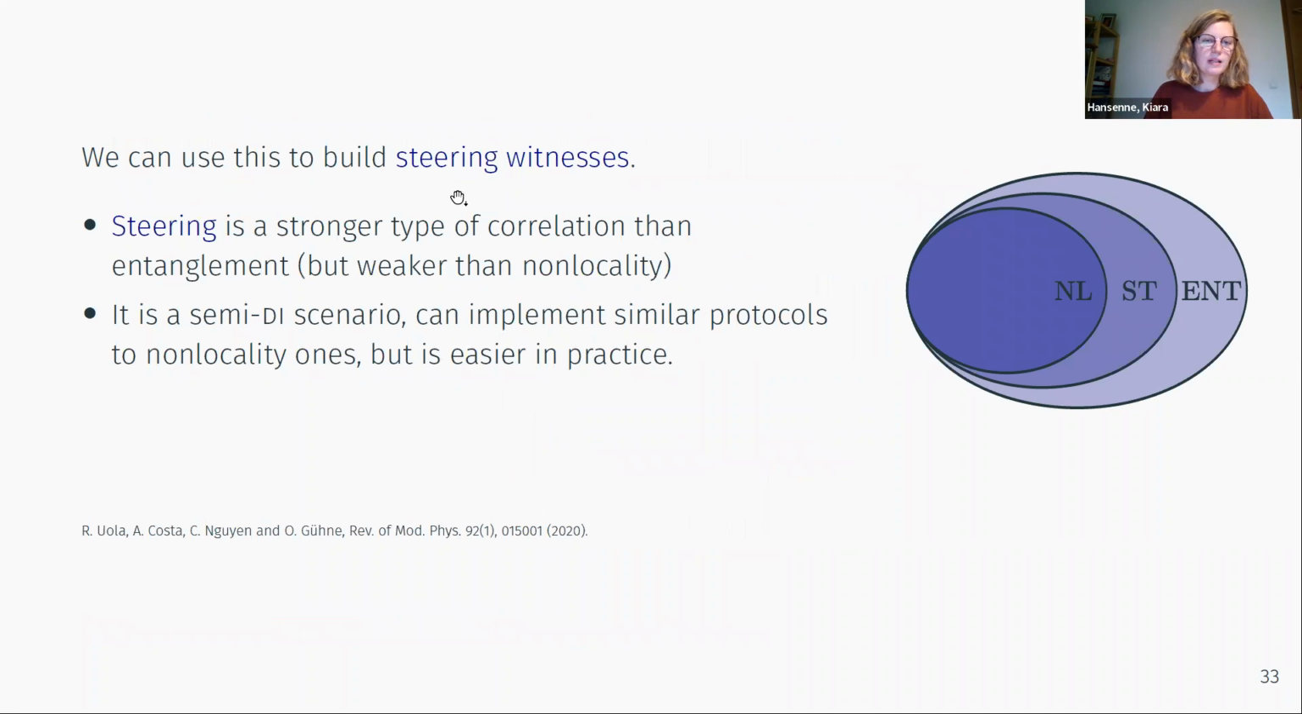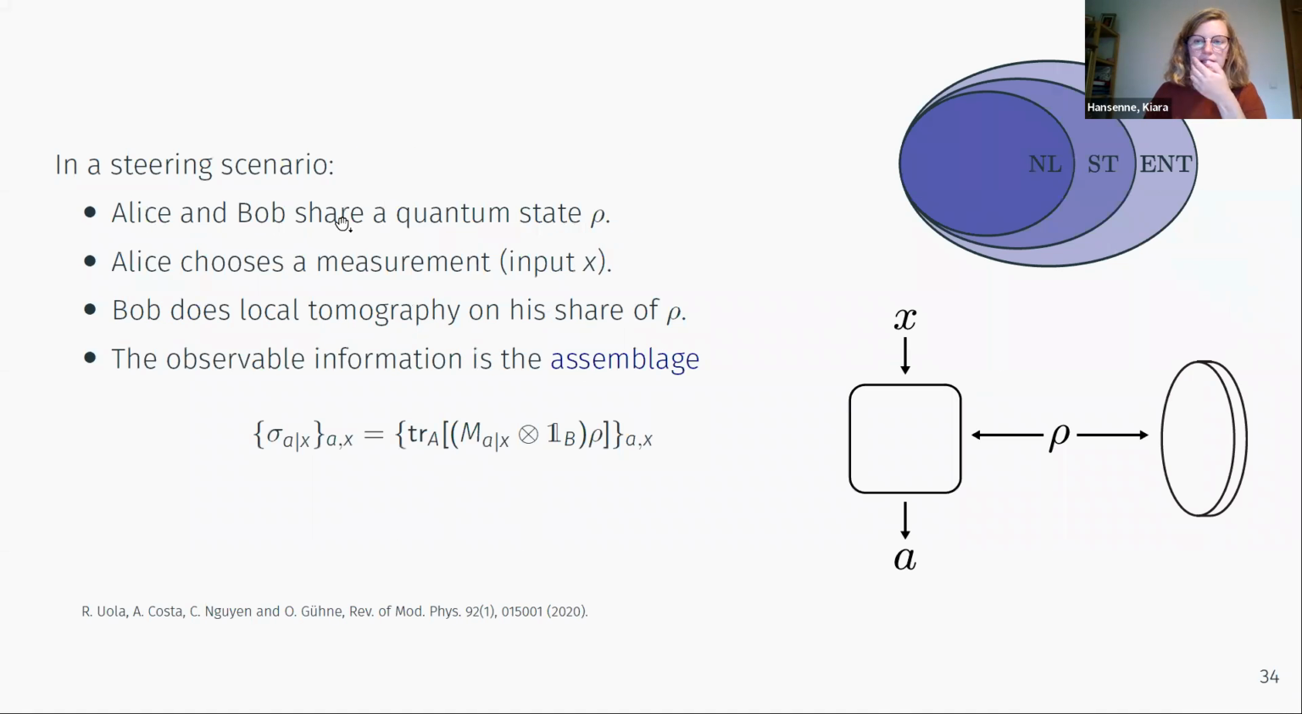And this can be used to build steering witnesses. So steering is a type of quantum correlation, which is stronger than entanglement, but weaker than non-locality. So if you have here a set of entangled states, you have some that are steerable and some that are non-local. So all non-local states are steerable and all steerable states are entangled. So steering is a semi-device independent scenario, and it can implement similar protocols to non-locality, but it's easier to deal with in practice. And what is this steering scenario?